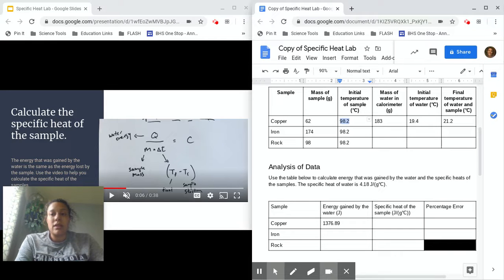So if I take those two temperatures, 21.2 minus 98.2, multiply by 62, which was the mass of my copper, and then divide that value into my thermal energy here for copper, I should end up with a number that looks like 0.288. And it technically is negative, right? If I do this calculation correct, I'm going to end up with a negative specific heat. I'm just going to ignore the fact that it's negative.